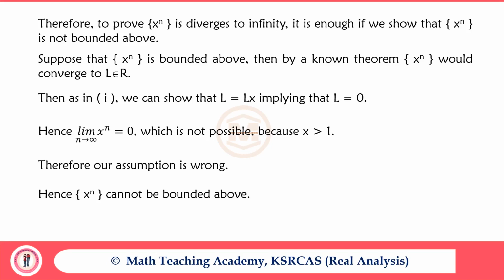So thus we have that the sequence x^n is monotonically increasing and not bounded above. Therefore, the sequence x^n diverges to infinity. Therefore, the sequence x^n diverges to infinity when x is greater than 1. That's all.